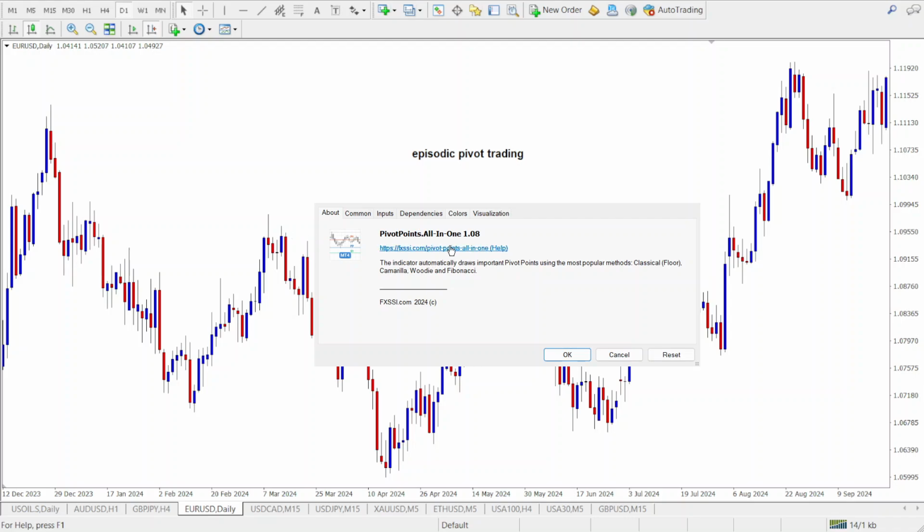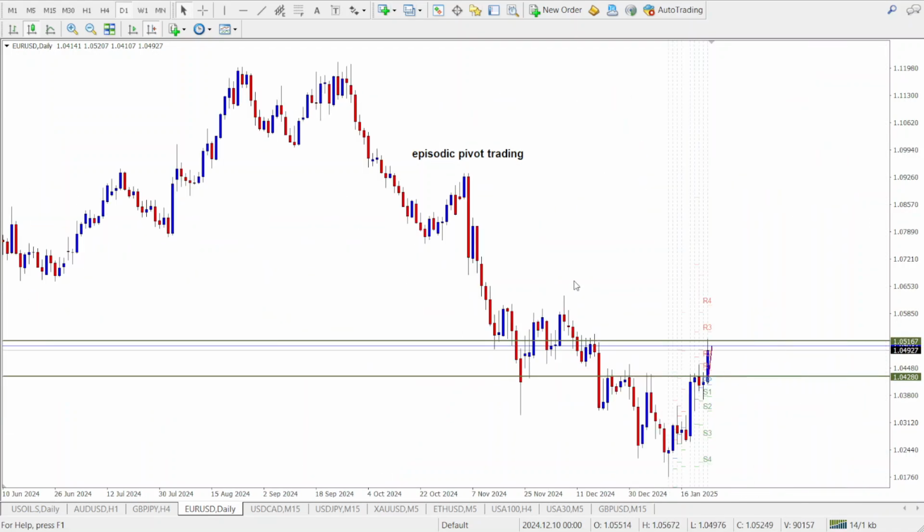You can see I downloaded the pivot points indicator, and here I am adding it to the chart. All right. So when you do that, you will notice that the indicator is going to bring out pivot points for you automatically.